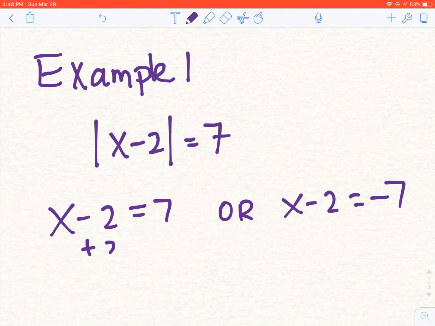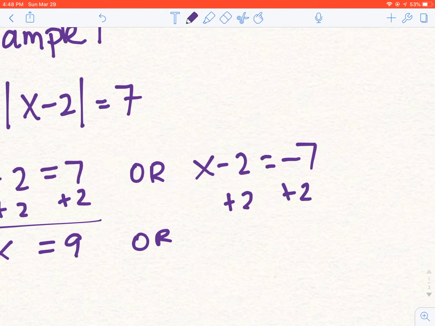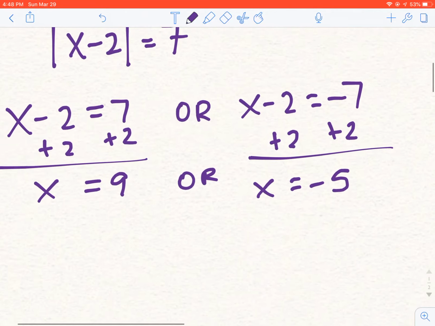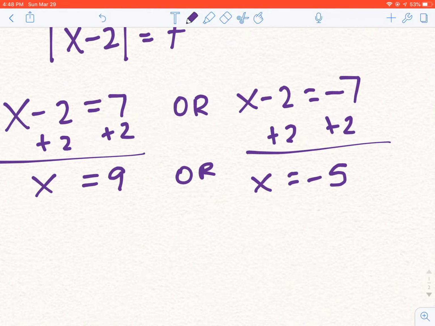So now I add 2, so x is equal to 9, or on the other side, add 2, x is equal to negative 5. Rarely are they plus and minus the same number. So usually you have one number and then another number. One could be positive, they both could be positive, they both could be negative. It doesn't really make any difference. So this is what we're going to be doing. So x is either equal to 9 or negative 5.